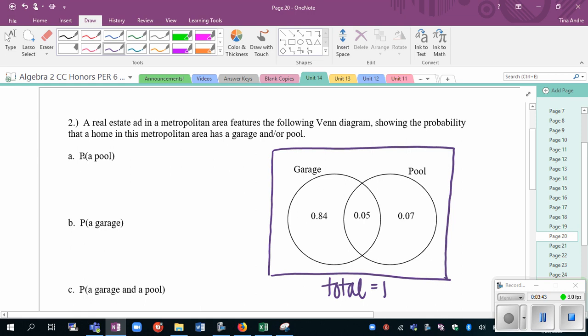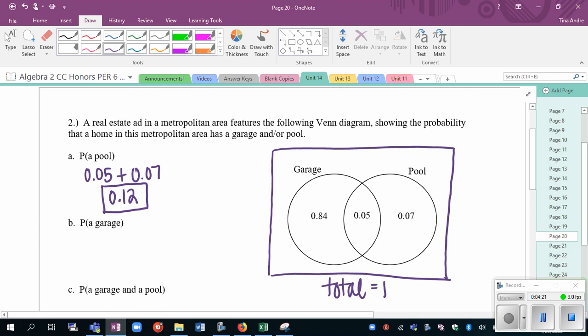So the probability that the person has a pool, well, we have 0.07, we have a probability of 0.07 that has just a pool and not a garage. And then we have an overlap of 0.05. So we would need to add both of those together. So basically we have 5% of people have a pool and a garage, plus the 7% of people that just have the pool gives us a total of 0.12, or you could say a probability of 12%.